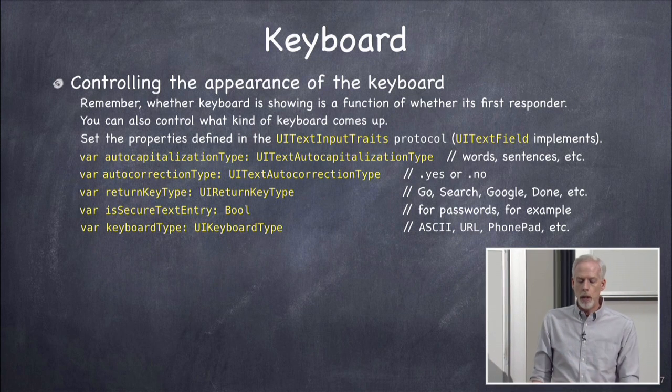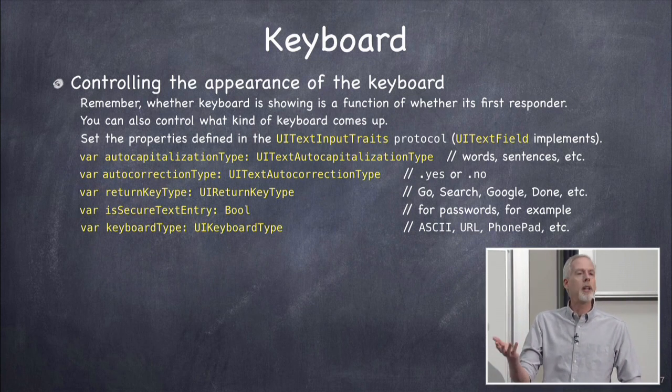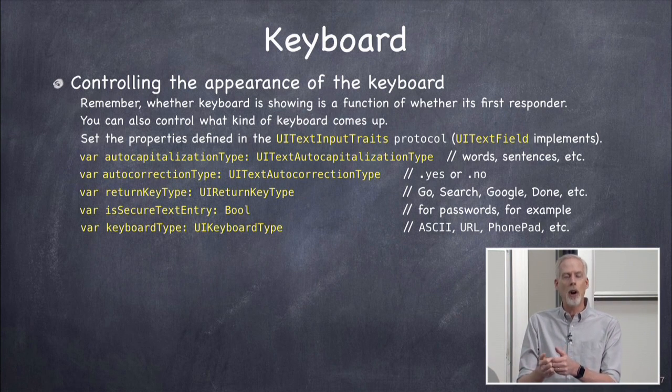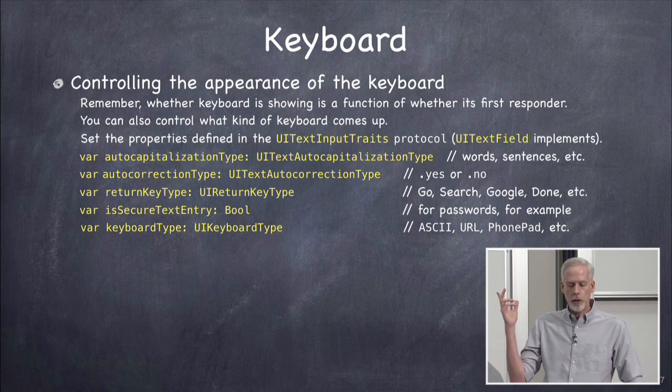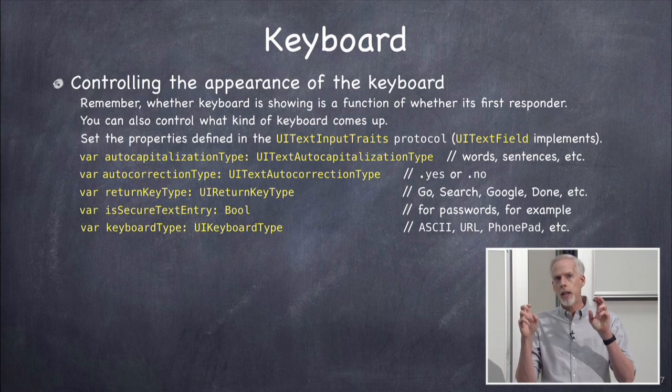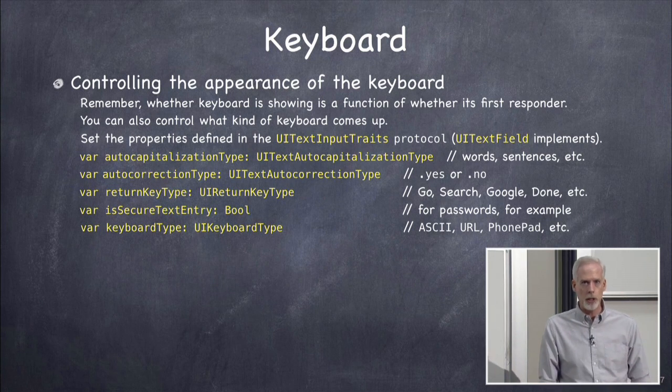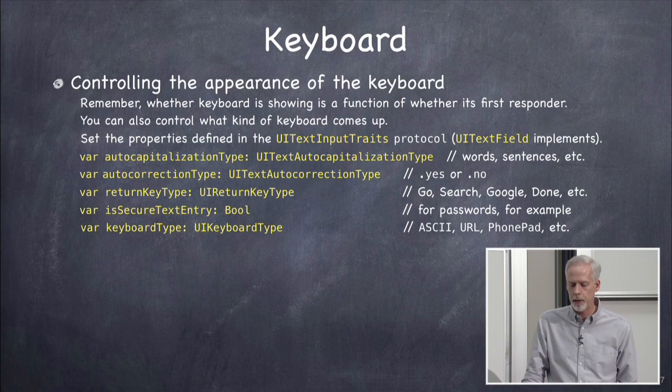All right, so if you want auto correction in your text field, where you're typing and mistyping and it's auto correcting as you go, you can get that. Just set your auto correction type to .yes in your text field. You're setting these vars on text field, but they're on text field because text field implements the UITextInputTraits protocol.